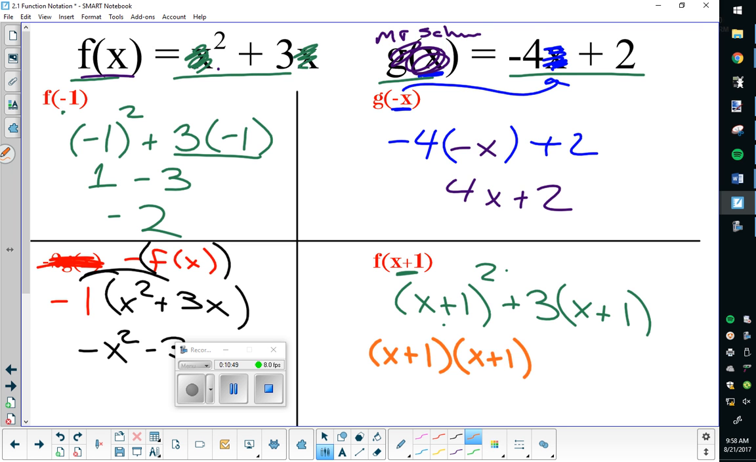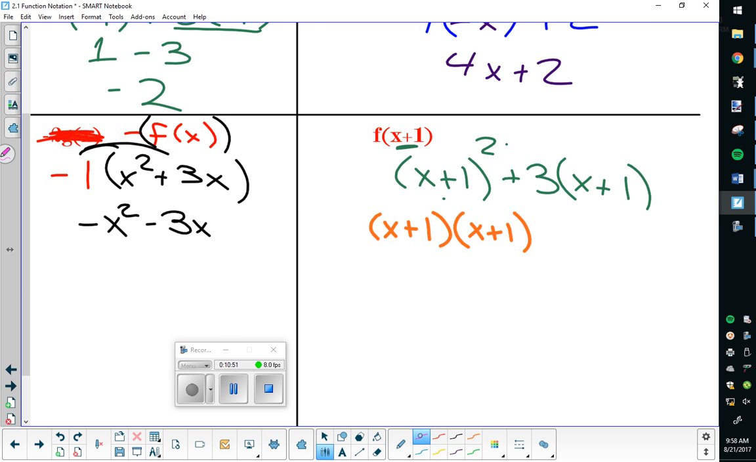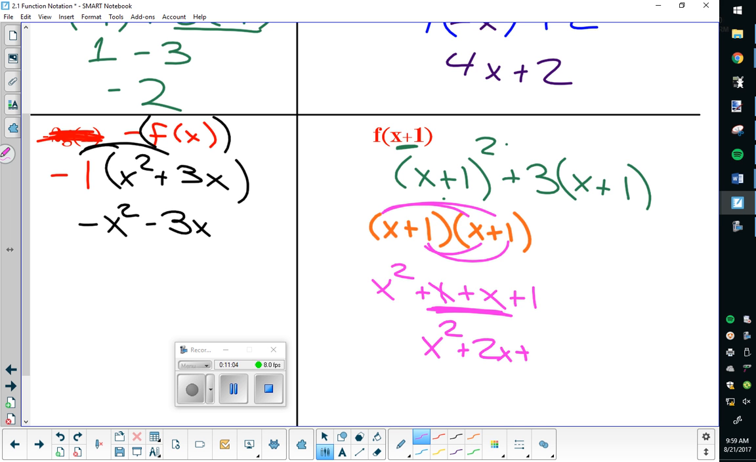You're foiling that thing out. I'm multiplying together. So x times x is x squared. X times 1 is 1x. 1 times x is 1x. And 1 times 1 is 1. Combine like terms in the middle. I get that right there.